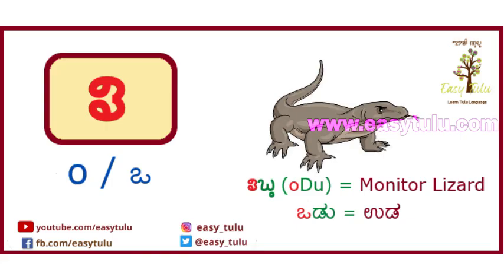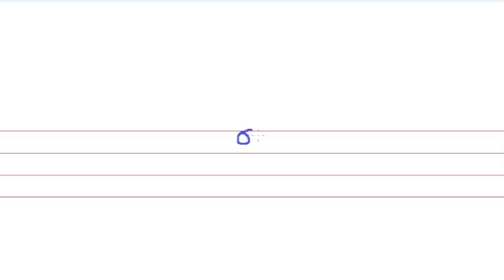Next one is O. This is the short O sound. Example, Odu means monitor lizard. Uda in Kannada. Let us see how it is written.